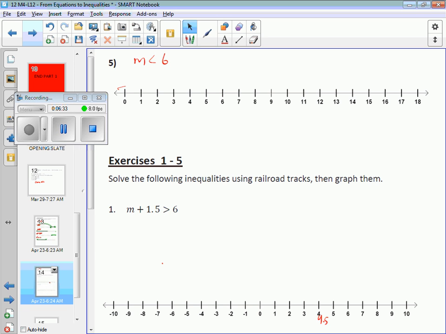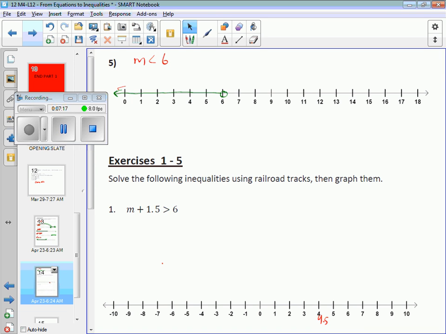How many of you did it as an open circle? Can it include 6? So you got to keep it open. If it includes 6, you close the circle. All good? Less than 6, right? m is less than 6.